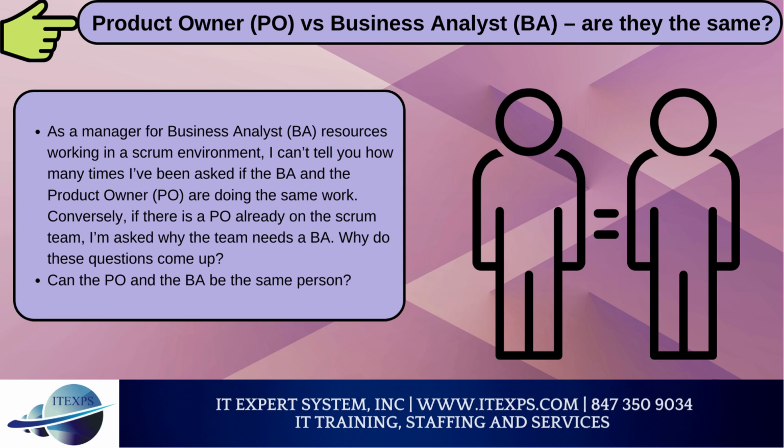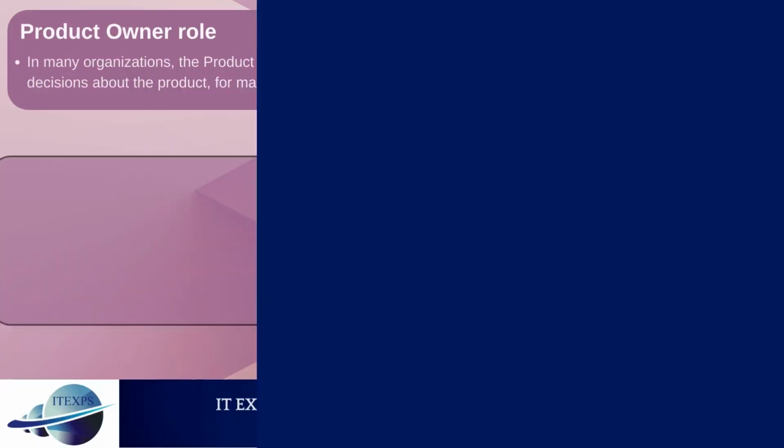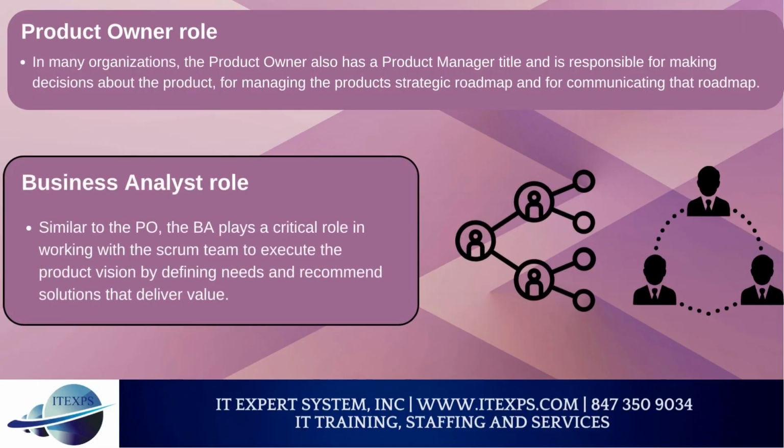To answer the first question, can one person serve in both roles? Let's evaluate what each role does, based on my experience. Product owner role? In many organizations, the product owner also has a product manager title and is responsible for making decisions about the product, for managing the product's strategic roadmap, and for communicating that roadmap. If there are cross-product impacts, then coordination of feature prioritization with other product POs is necessary, because certainly those in the C-suite are going to want to see a consolidated view of all product priorities.